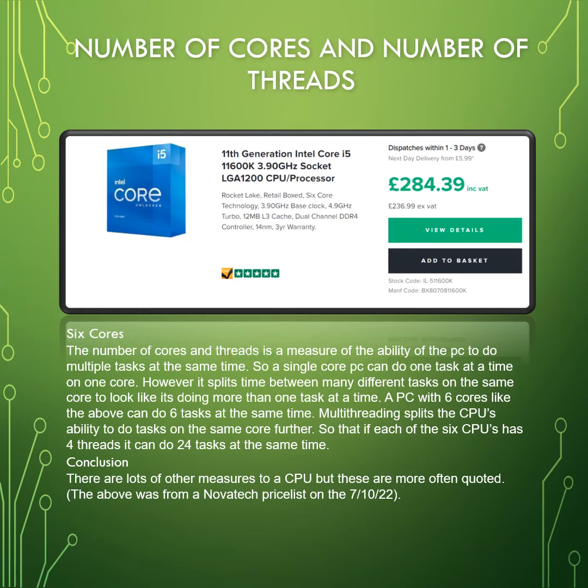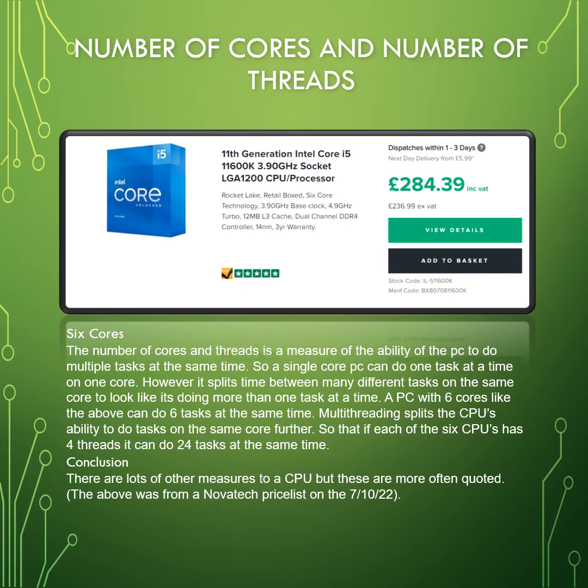If we look on the cutout here, it says Rocket Lake Retailbox 6 cores. The number of cores and threads is the measure of the ability of the PC to do multiple tasks at the same time. So a single core PC can do one task at a time on one core. However, it splits the time between many different tasks on the same core to look like it's doing more than one task at a time. A PC with 6 cores like the above can do 6 tasks at the same time, period.